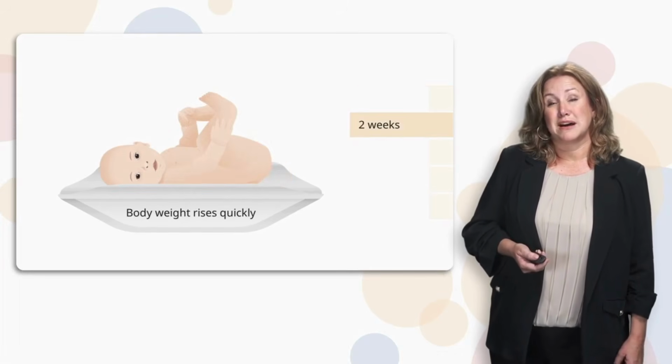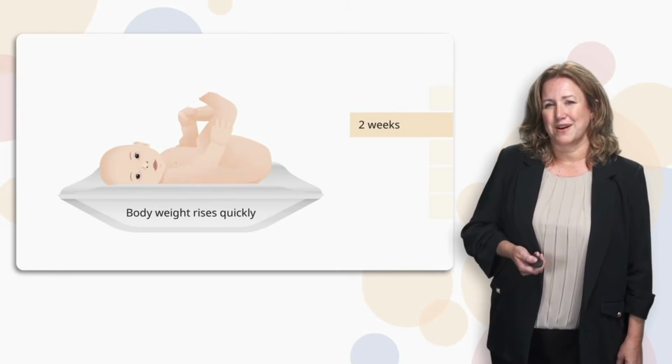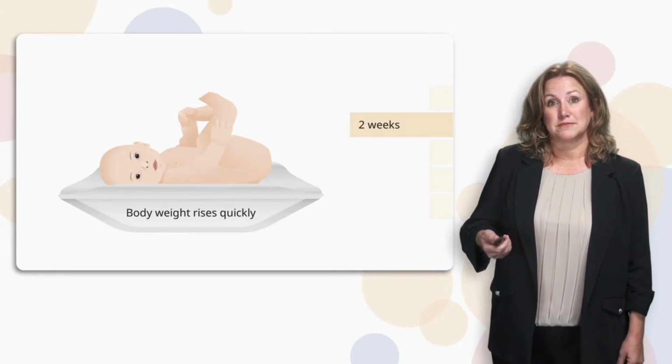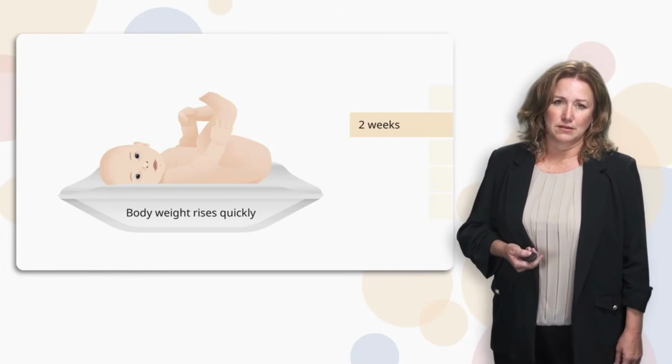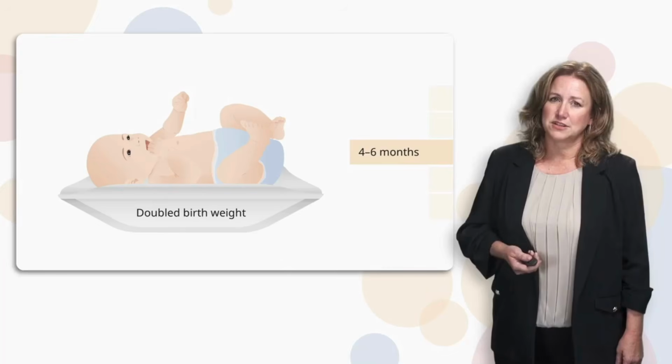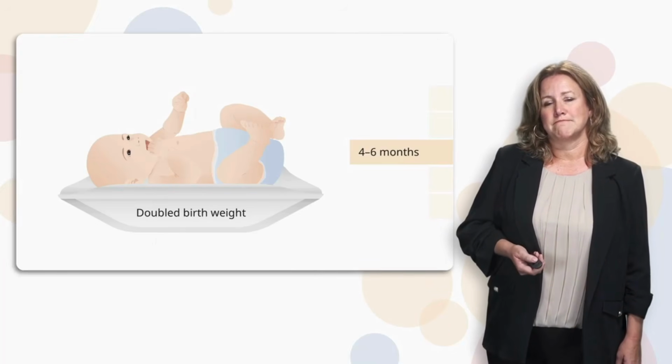But by about 2 weeks of age, they should have regained that weight and be back at least to their birth weight. They should be getting more alert. And their body weight should be rising quickly, as long as they're eating well. By 4 to 6 months of age, they should have doubled their birth weight. So that's a good rule of thumb to remember.